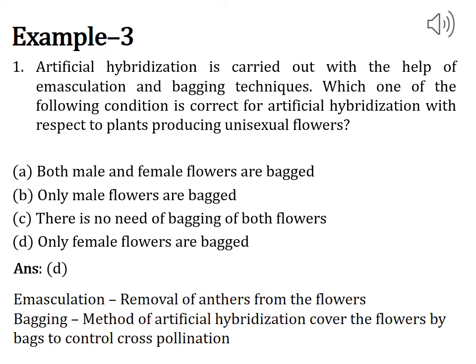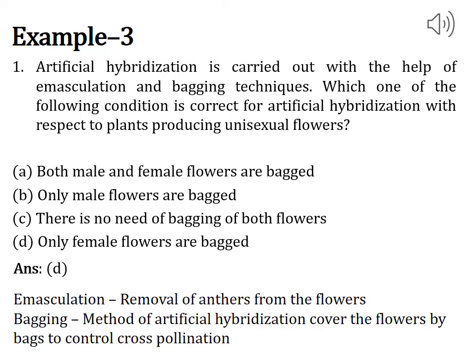Third example, artificial hybridization is carried out with the help of emasculation and bagging techniques. Which one of the following conditions is correct for artificial hybridization with respect to plants producing unisexual flowers? Options are like this: A, both male and female flowers are bagged. B, only male flowers are bagged. C, there is no need of bagging of both flowers. D, only female flowers are bagged.